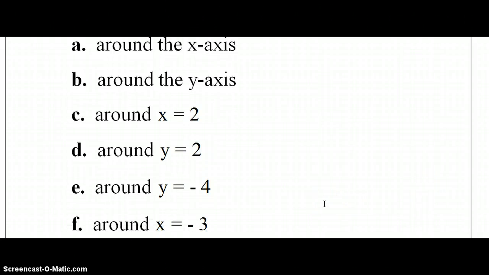So f is around x equals -3, another vertical line, so we have to do the shell method for part f. So part A, disk or washer. Part B, shell. Part C, shell. Both D and E will be disk or washer, and f is going to be shell.